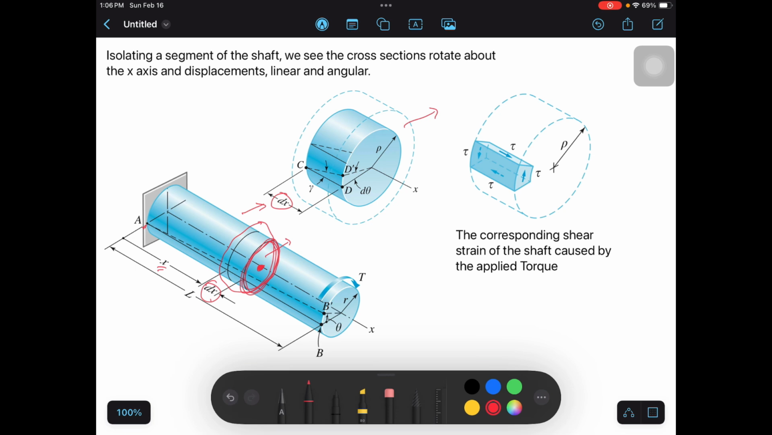We leave only one small portion. Let's call the radius of that small portion rho. Where is the full radius of the segment? It is here. This is R, right? It is from the center point of the circular shaft to its surface. That is the whole radius, but we don't need that. We only need the small portion with radius rho. So that's our first parameter.